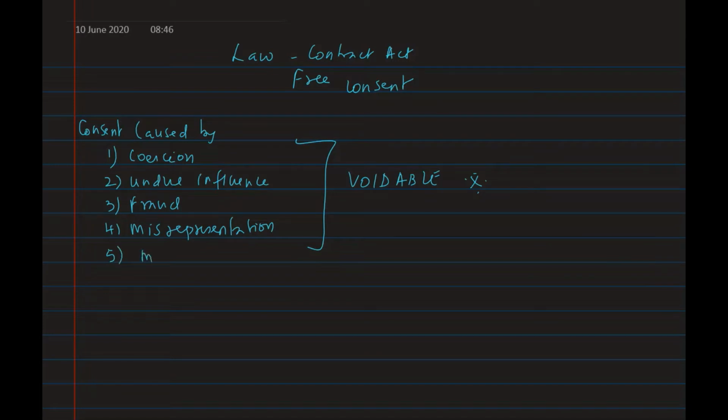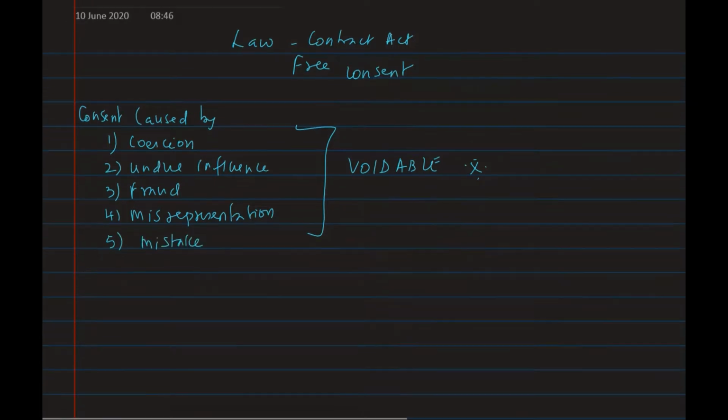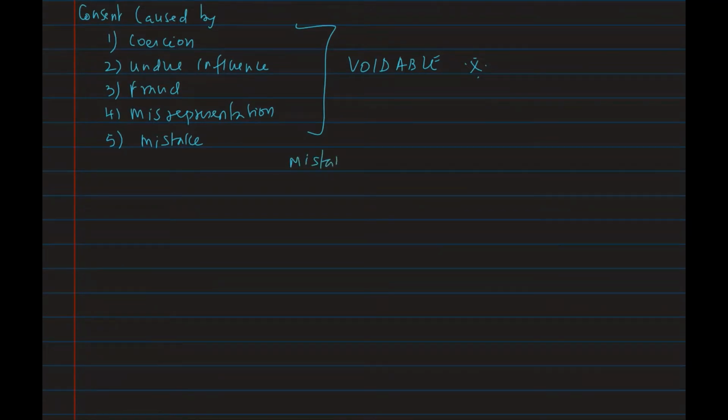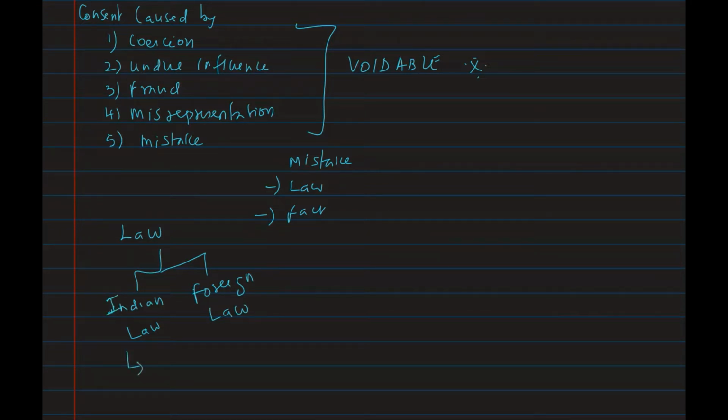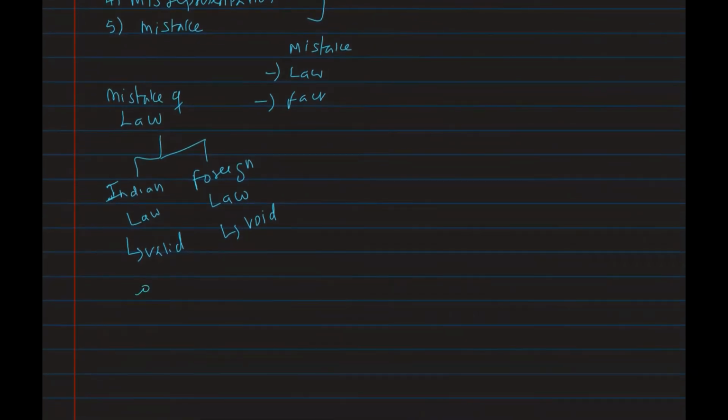We have one more thing called mistake, where we are going to discuss today what are the types of mistake and what are the implications in the contract. Mistake can be of two types: mistake of law and mistake of fact. Mistake of law has two types: mistake of Indian law and mistake of foreign law. If you enter into a contract by making a mistake under Indian law, the contract is still valid. You cannot have a valid contract when there is a mistake as to foreign law.